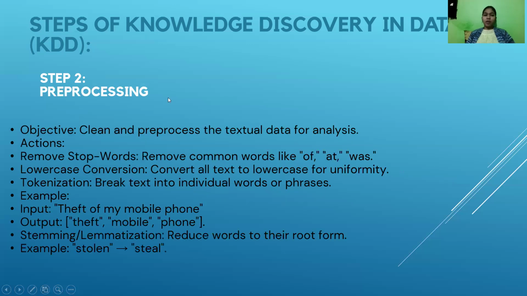Second step, pre-processing. Objective: clean and pre-process the textual data for analysis. Action: remove stop words, removing common words like of, at, was. Lowercase conversion: convert all text to lowercase for uniformity. Tokenization: break text into individual words or phrases.